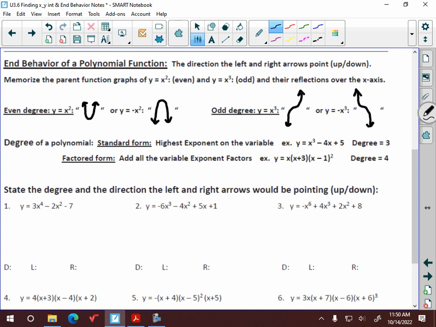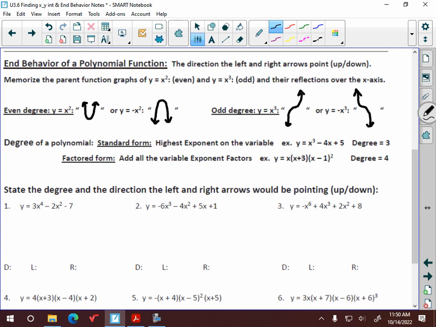All right. So those are the shapes that we want to memorize. The degree of a polynomial in standard form is always going to be the highest exponent of the variable. So we talked about this. In the example y equals x to the third minus 4x plus 5, the degree of that polynomial is 3, because 3 is the highest exponent.